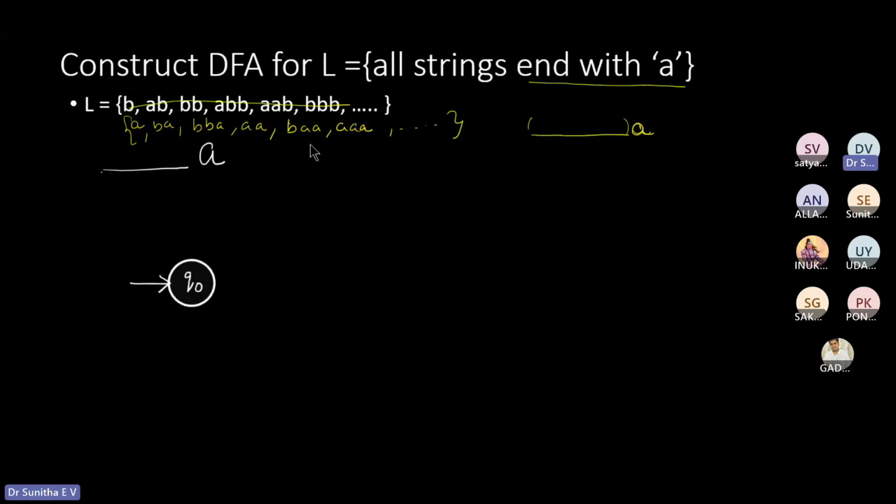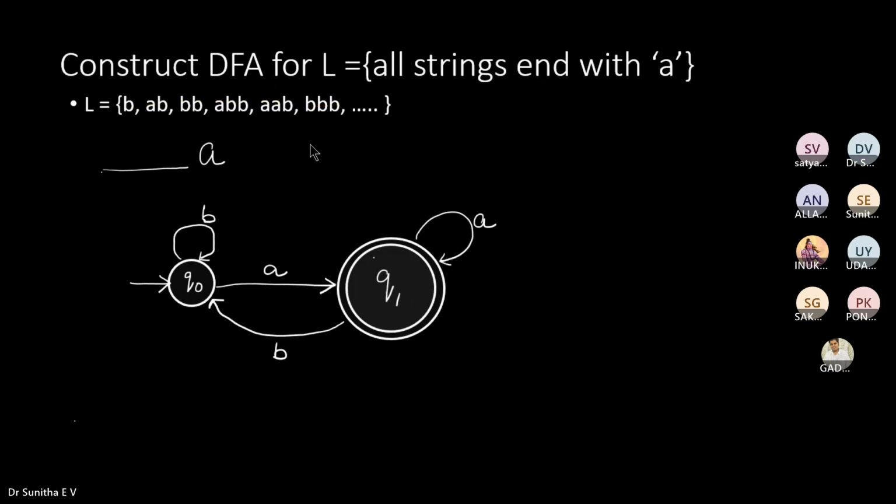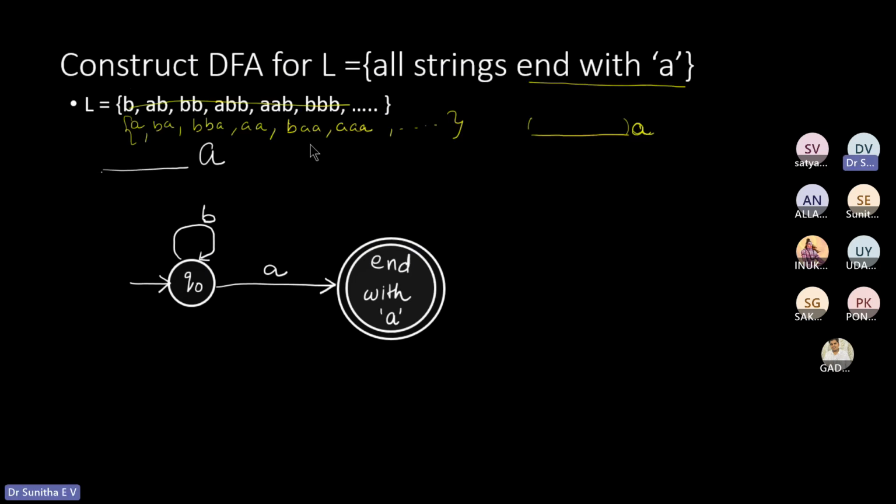So we take an initial state, then another state is ending with A. Then one more possible state is not ending with A. Taken in a different way, we consider a string like this, BAA. Take this string. So the states are the initial state and the end with A state. Two states we have taken. If it is ending with the A, we can accept. So we put the double circle. That is the final state. End with the A is the final state.